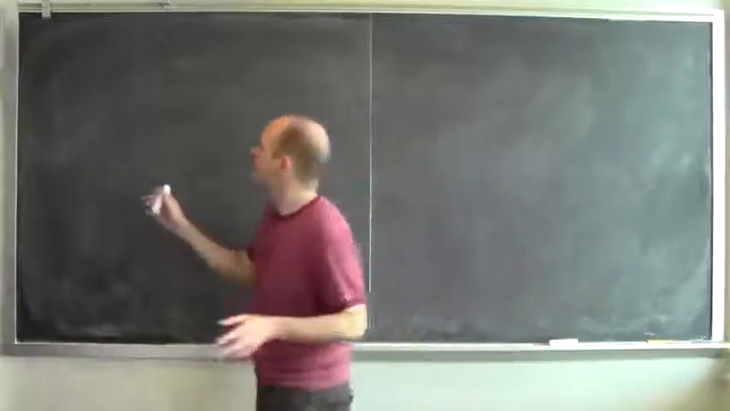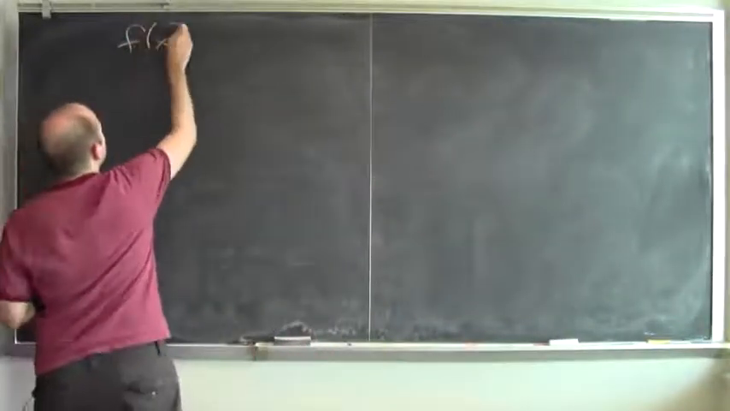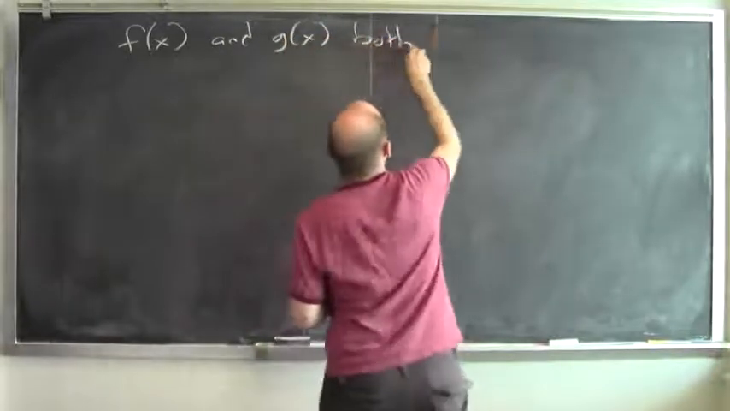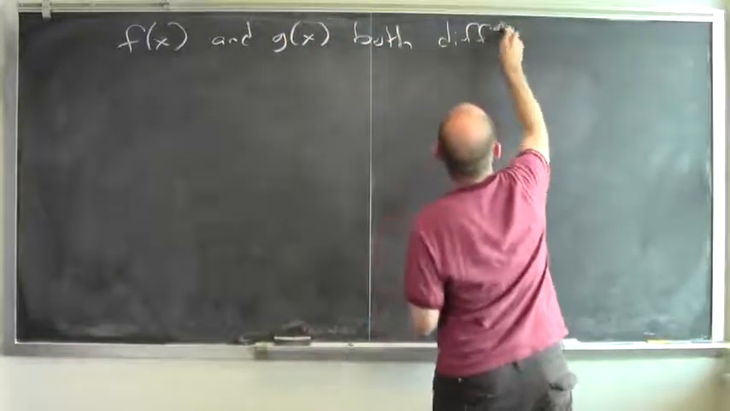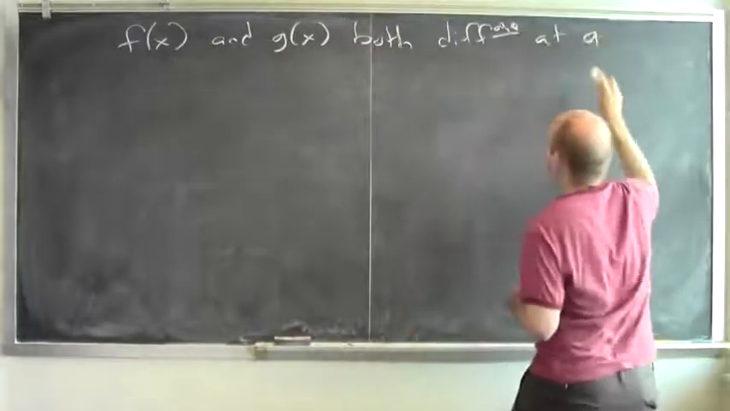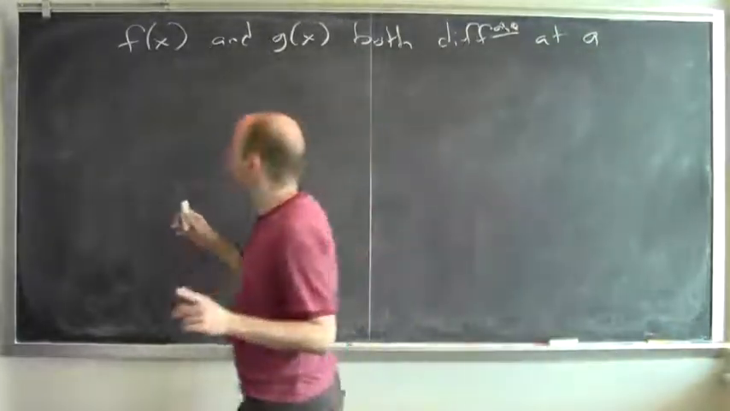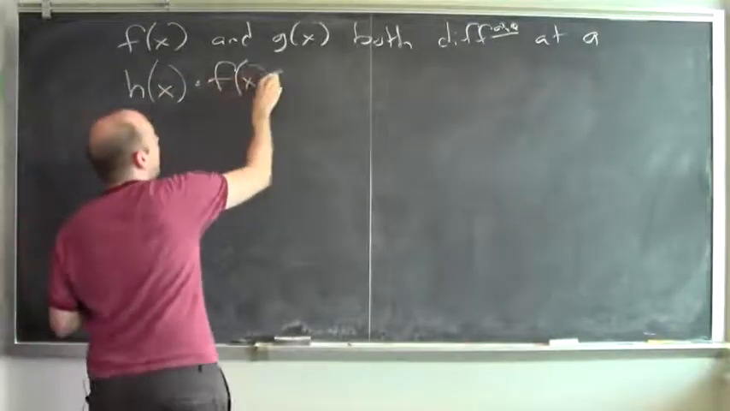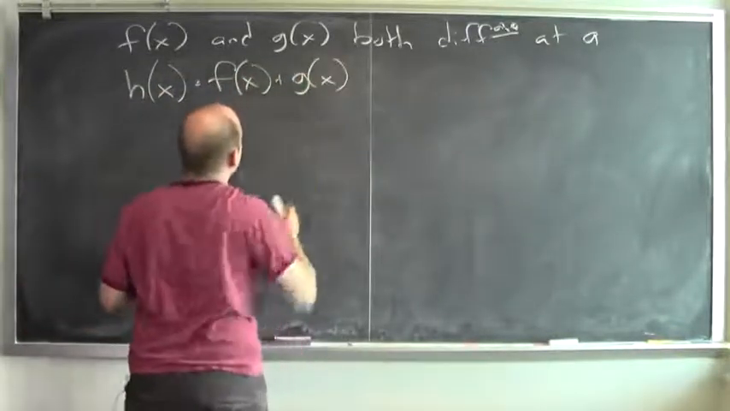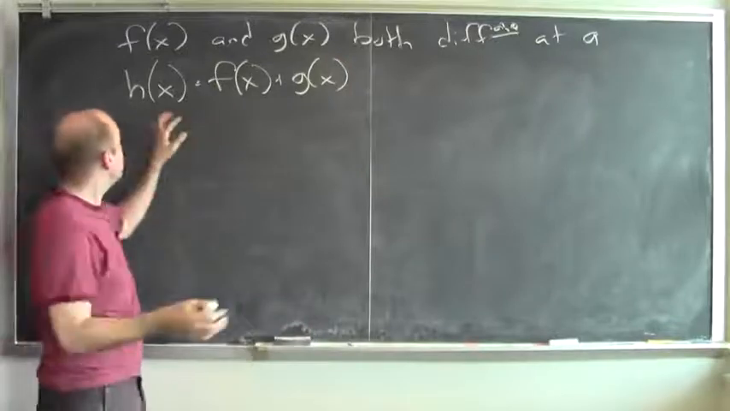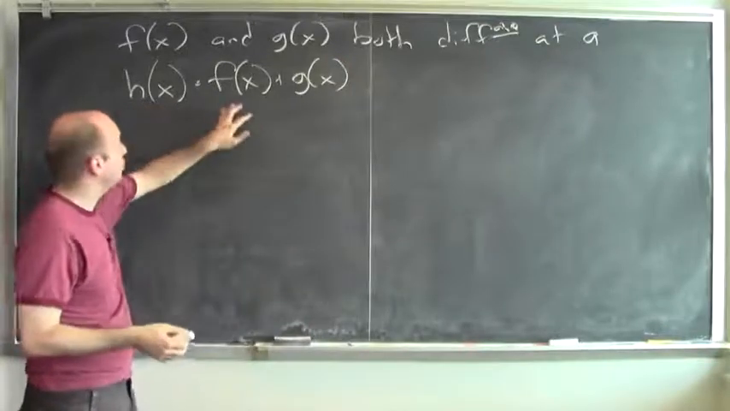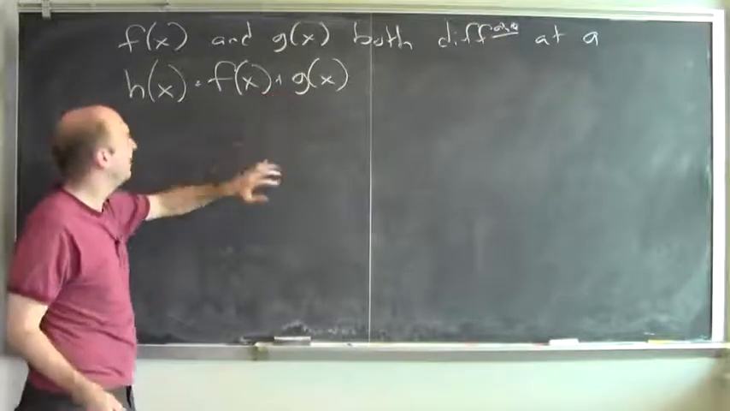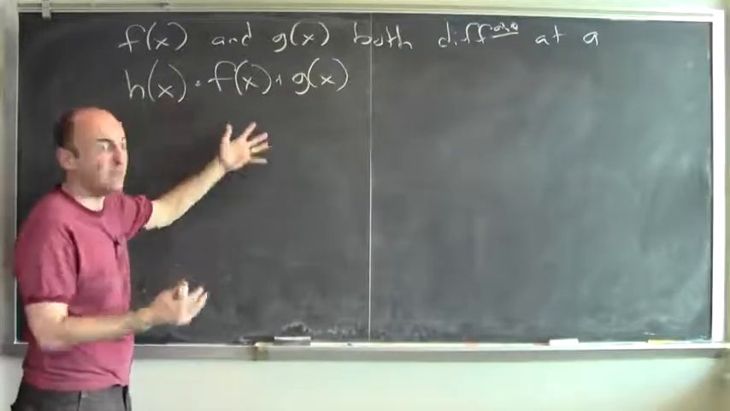Suppose I've got two functions, f of x and g of x, and they're both differentiable at a. Then I can define a new function, h of x, which is the sum of f and g. Right? That's a new function. To compute h of x, I just plug x into f and I plug x into g and I add together whatever f and g give me.